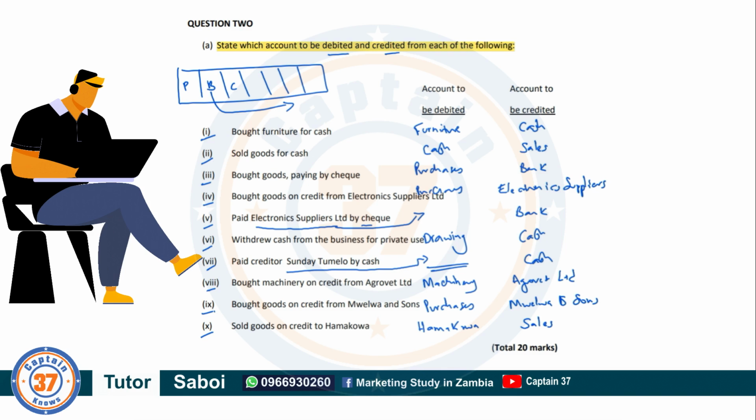In less than 10 minutes you can get a whole 20 marks by simply knowing how to debit and how to credit. Which account to debit and which account to credit.